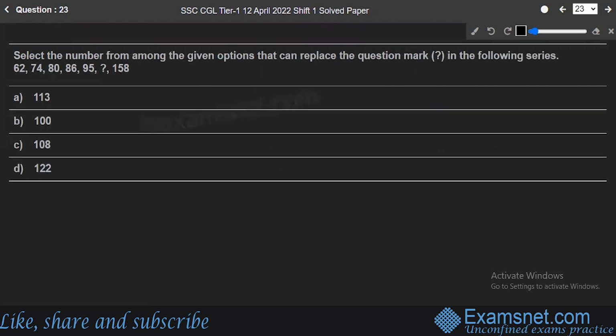Select the number from among the given options so that it can replace the question mark. So it is 62, 74, 80, 86, 95, question mark, and 158. Let's write them down so that it can help us to find the logic. 62, 74, 80, 86, 95, and 158. Okay, sorry, there is a question mark. Here is a question mark and here is 158.